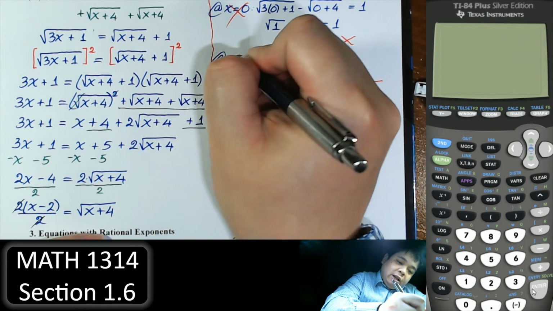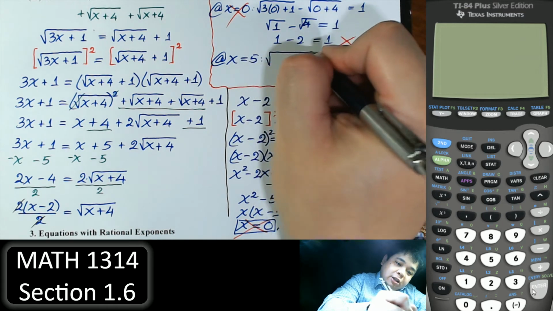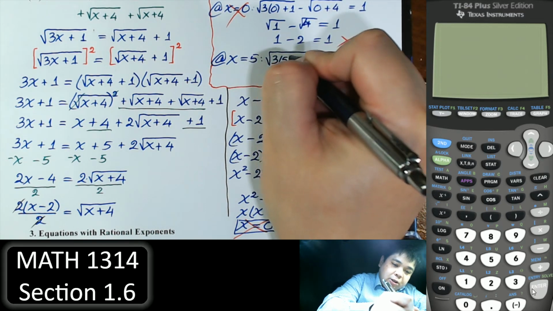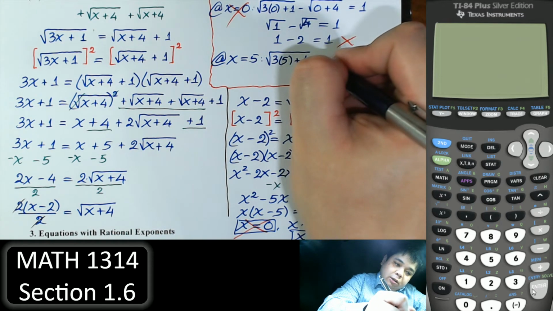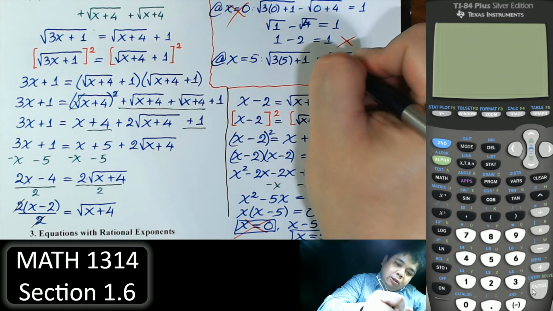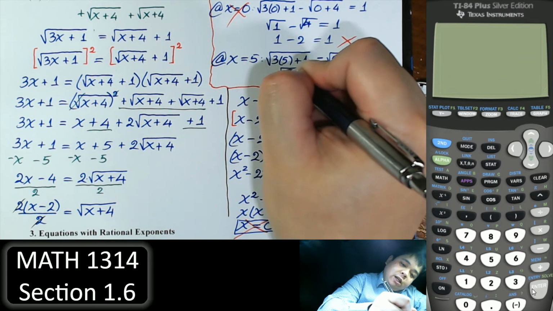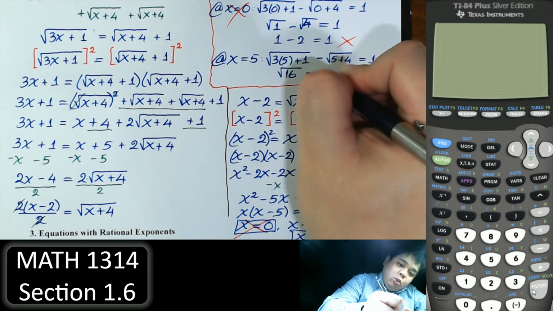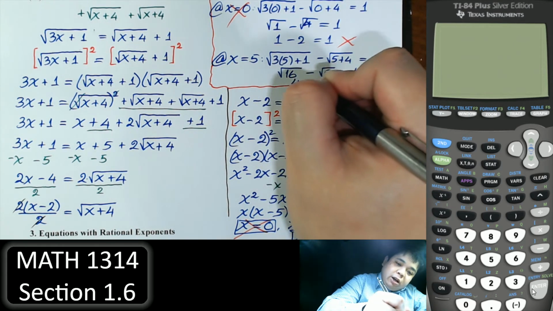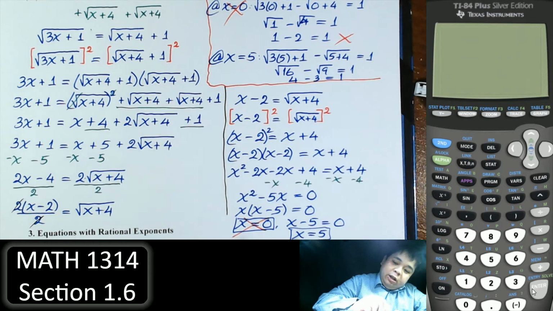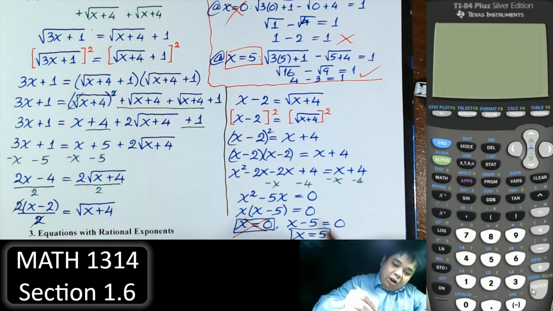Now we're going to test at x equal to 5. Put 5 in for x. That's square root of 16 minus square root of 9 equal to 1. Square root of 16 is 4, square root of 9 is 3. Yeah, that works. So x equal to 5 is the solution.